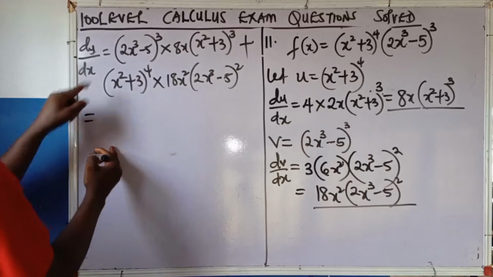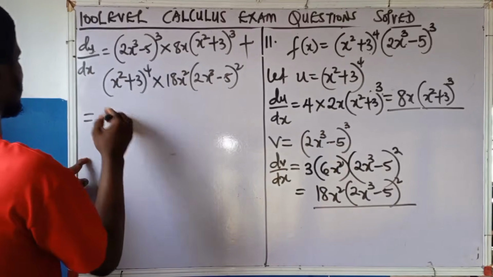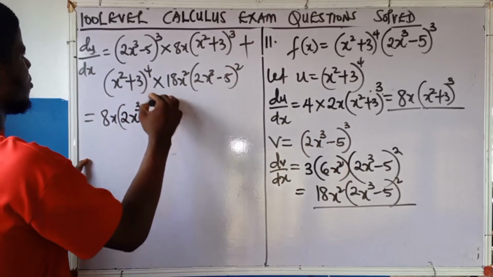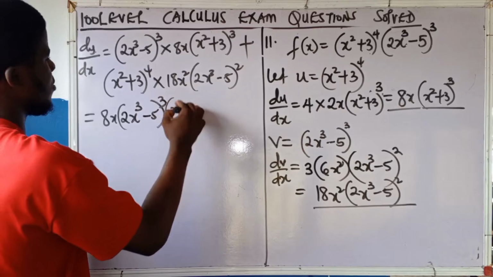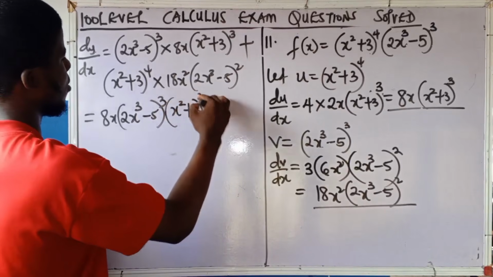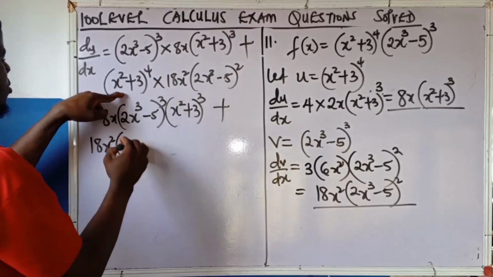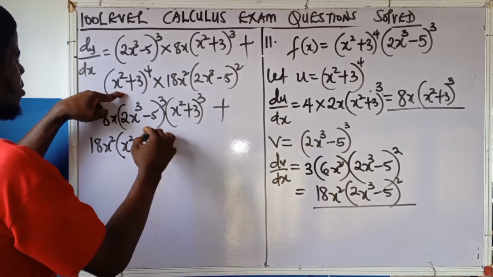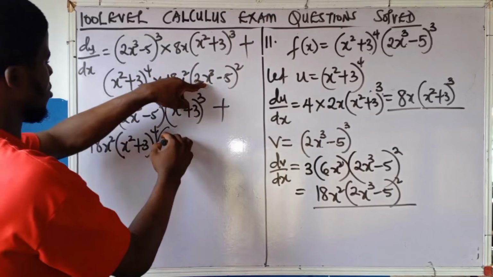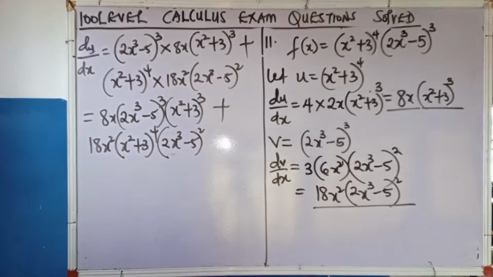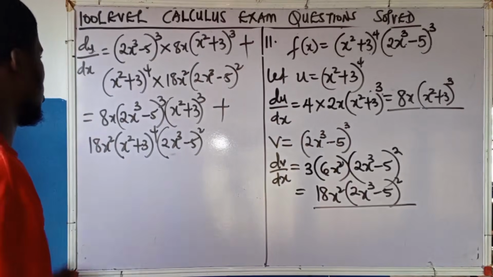All right. So let's do this. 8x into this, plus 18x squared into this, (2x cubed minus 5) squared. Okay, is there anything we can do further?